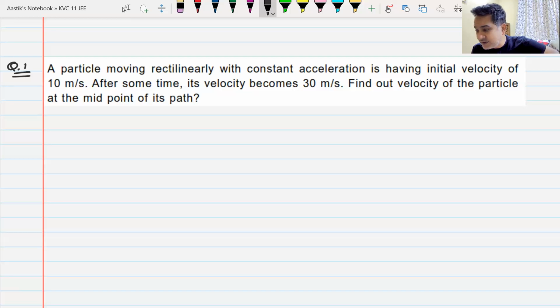Do not waste your time in writing the question. If you want to write the question, write it in the smallest possible way. The best way to write a question is to draw a diagram, right? Whatever things are given, put them in, and put a question mark on whatever is not given and asked in the question. That is the way you write a question.